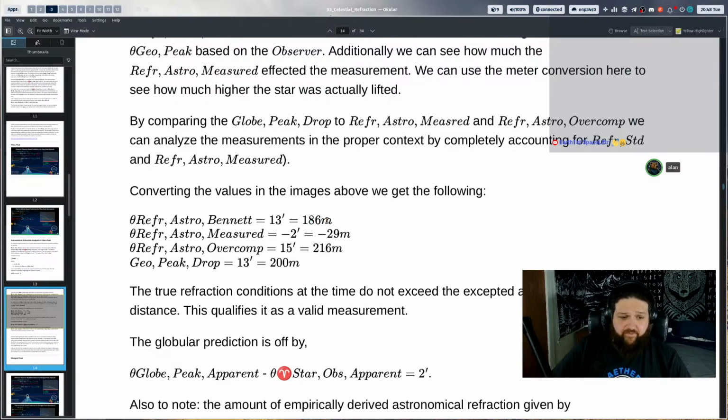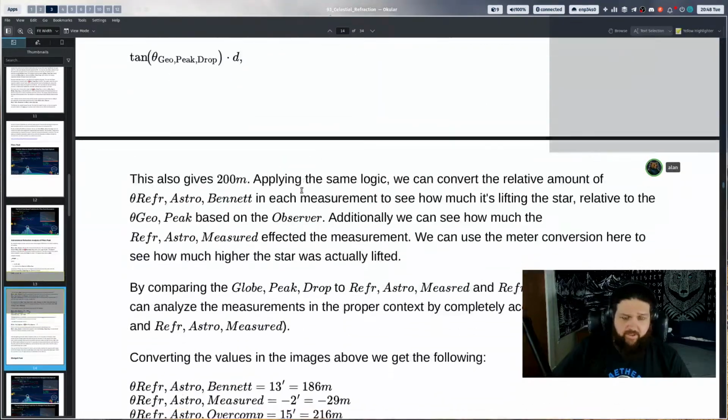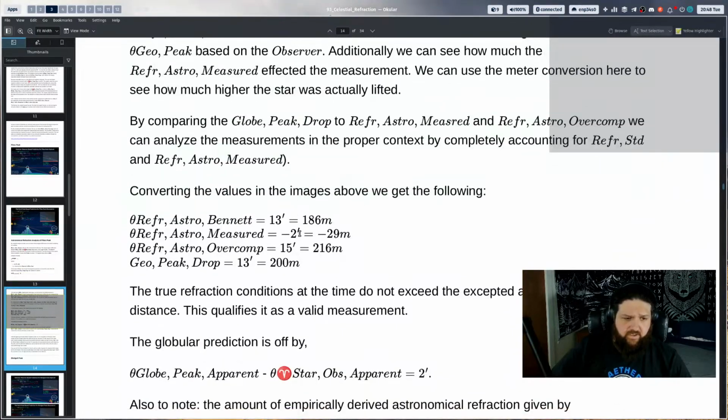It's a 186 meter lift. The amount of drop over distance to the peak was 200 meters. So now there's a 14-meter difference here instead of 200 meters between the peak and the observer. So now who can tell, right? Optically anyway. And then the measured difference here came out to be minus 2 arc minutes, and that converts into minus 29 meters.